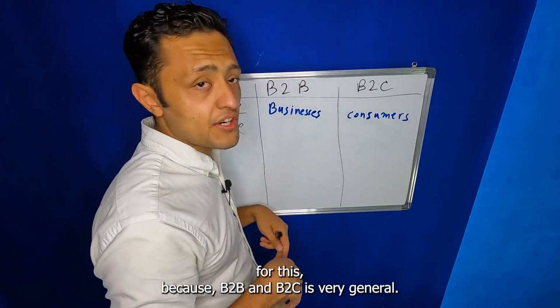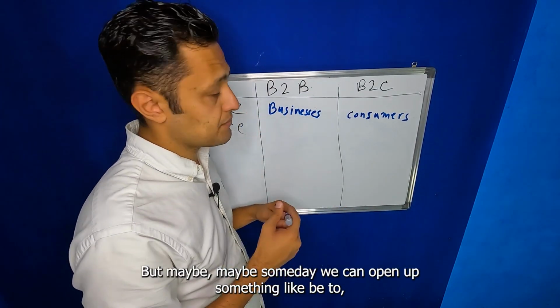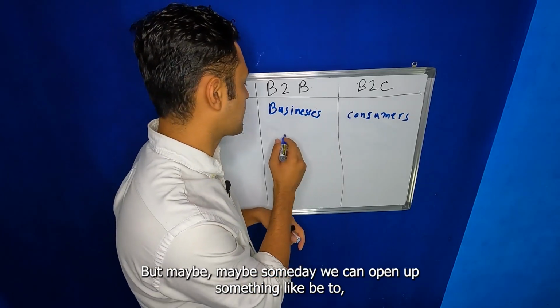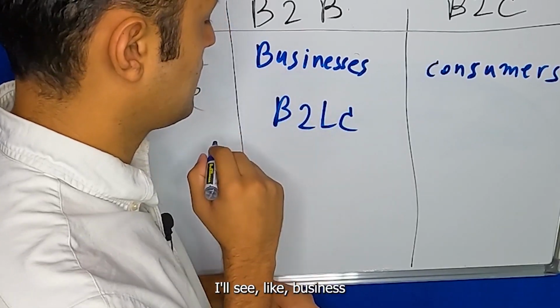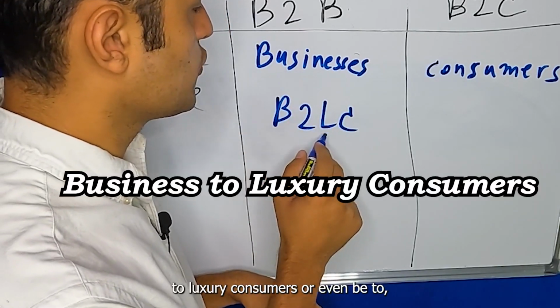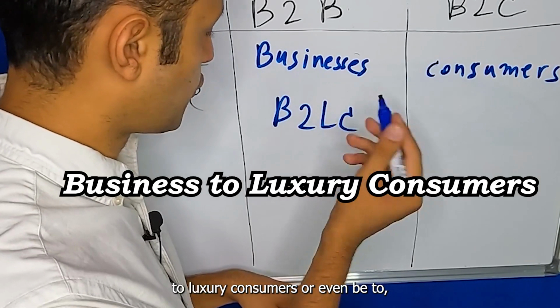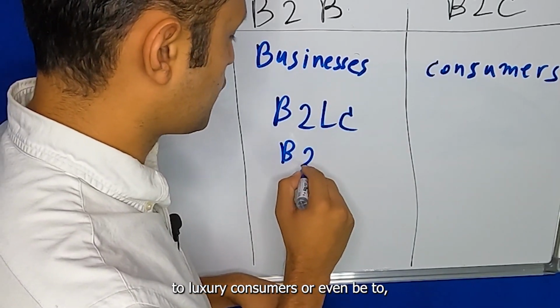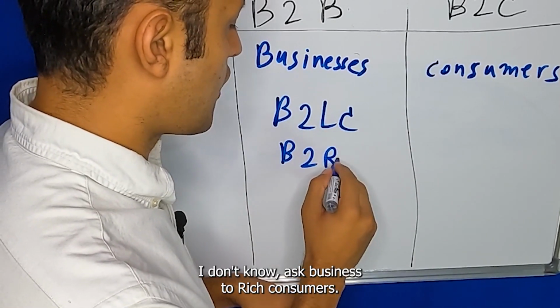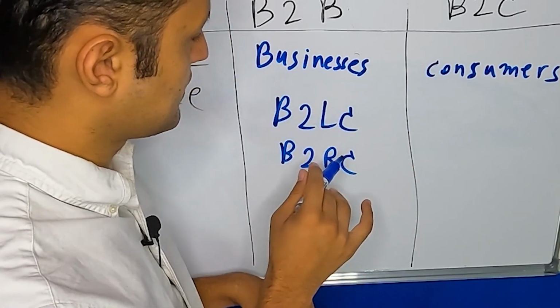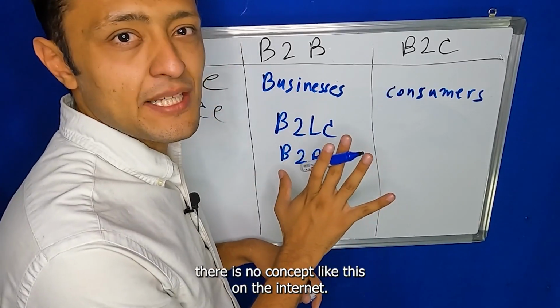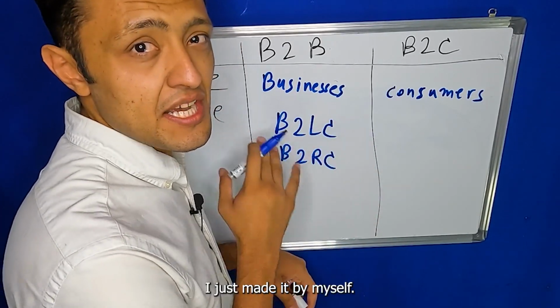But in the future, maybe we can open up another branch for this, because B2B and B2C are very general, but maybe someday we can open up something like B2LC, business to luxury consumers, or even B2RC, business to rich consumers. There's no concept like this on the internet. I just made it up myself.